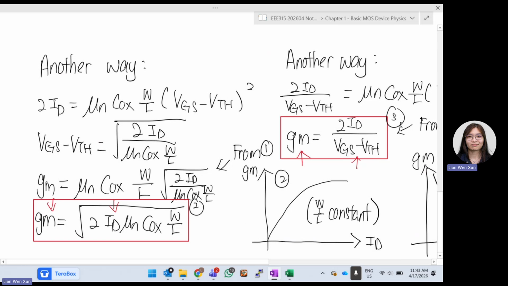You realize that if I fix my width and length, and then I draw GM versus ID, the more the drain current, the more the GM, but it will reach some point where it will be saturated. So this is your GM versus ID characteristic.